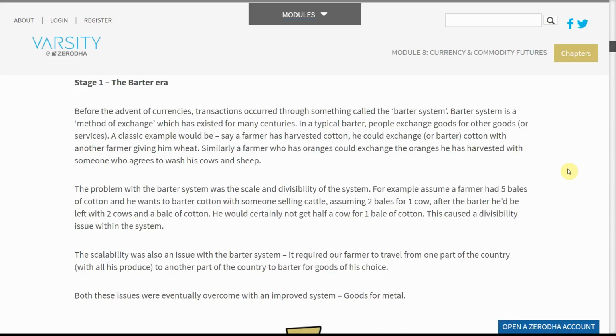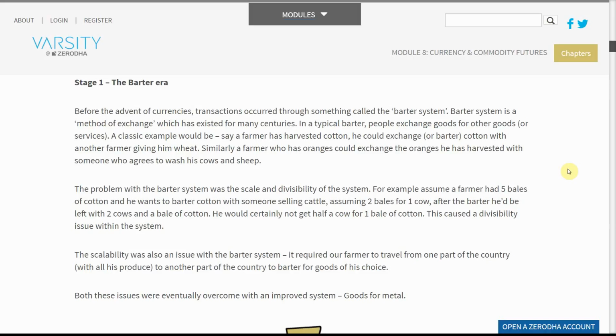Before the advent of currencies, transactions occurred through something called the barter system. Barter system is a method of exchange which has existed for many centuries. In a typical barter, people exchange goods for other goods or services. A classic example would be, say a farmer has harvested cotton. He could exchange or barter cotton with another farmer giving him wheat.